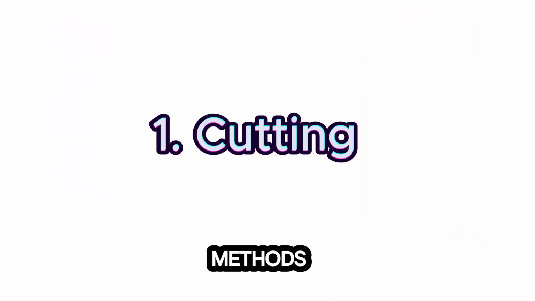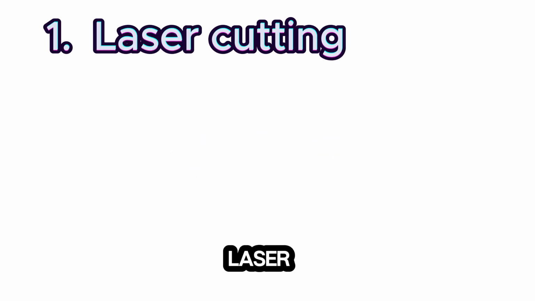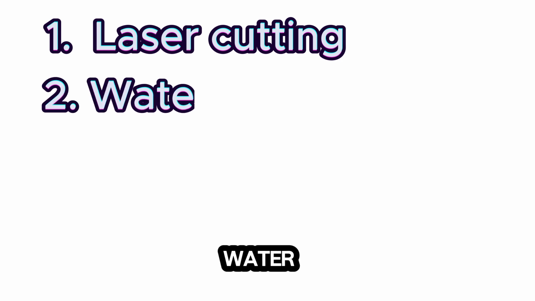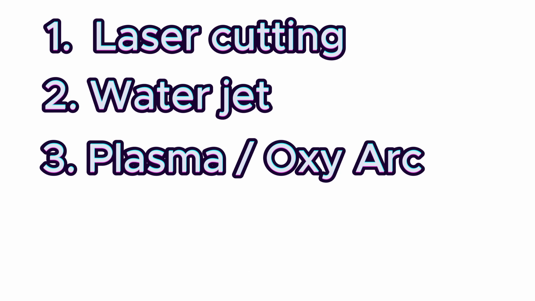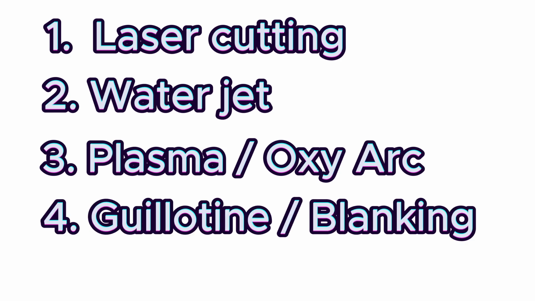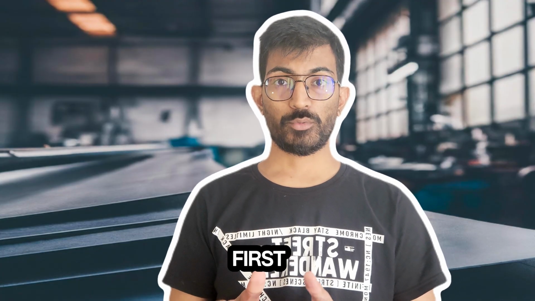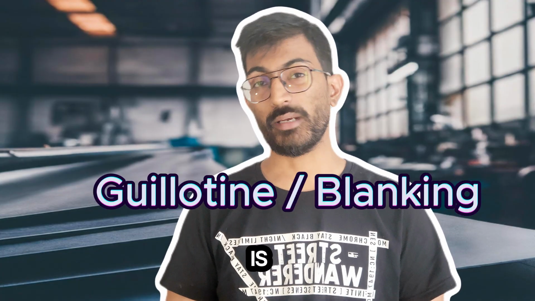In cutting methods, there are mainly four methods that are being used for cutting a piece of sheet. First method is laser cutters. Number 2 is waterjet cutting. Number 3 is plasma cutting. And number 4 is guillotine, or you can say blanking processes. So let's start with understanding the first process, which is the easiest one, which is blanking.